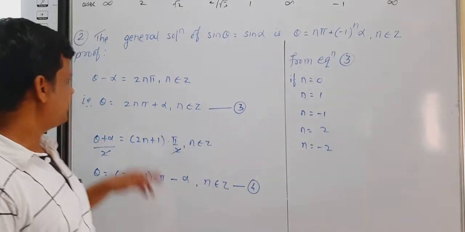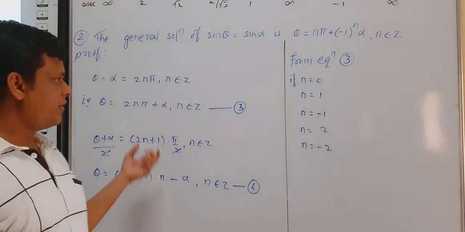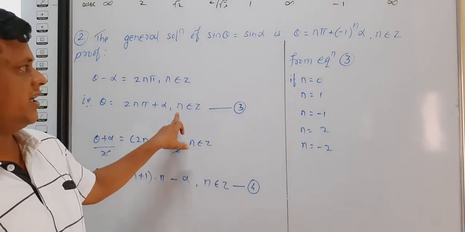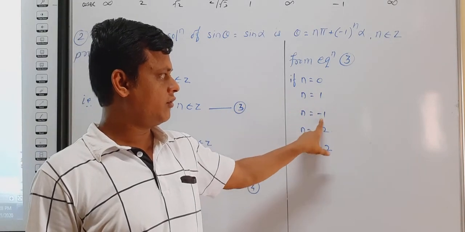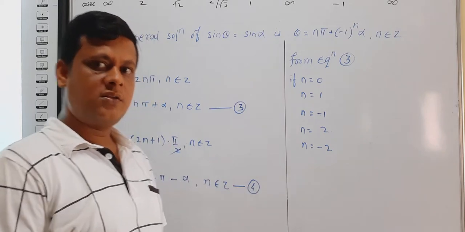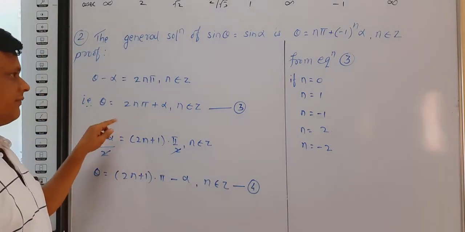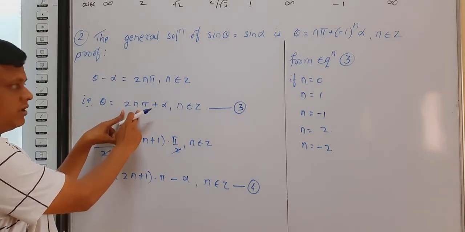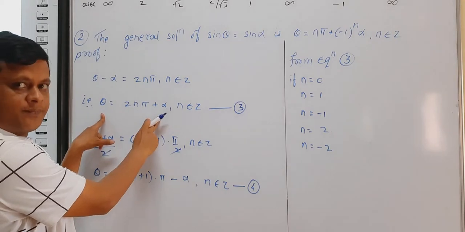Now we denote this as equation number 3 and this as equation number 4. Now we substitute the values n equals 0, n equals 1, n equals minus 1, n equals 2, n equals minus 2. We see what happens on substituting in equation 3. If n equals 0, then this term gets 0, that means theta equals alpha.